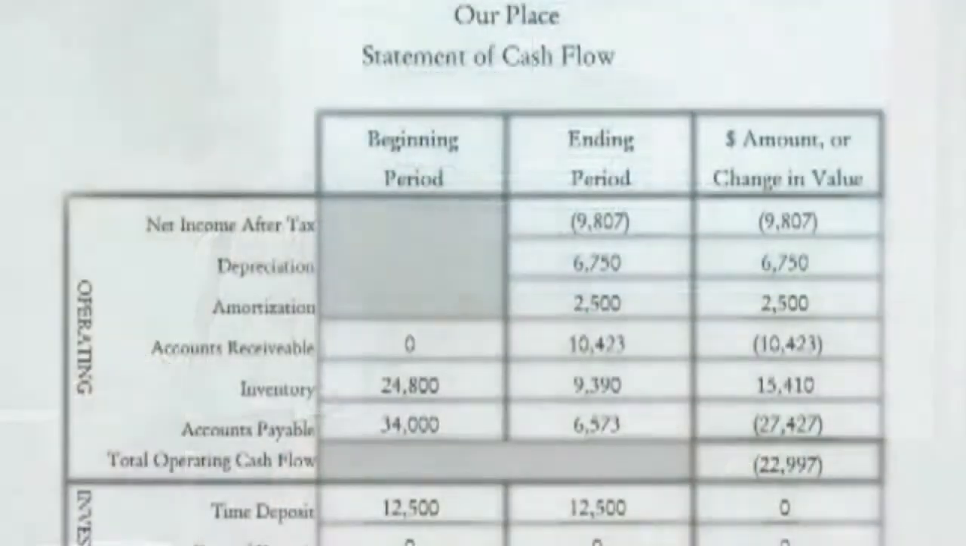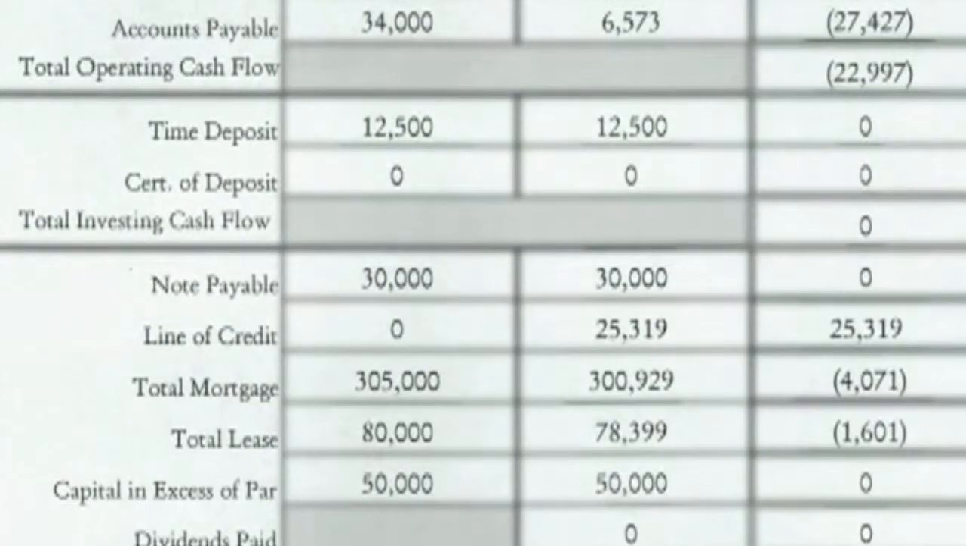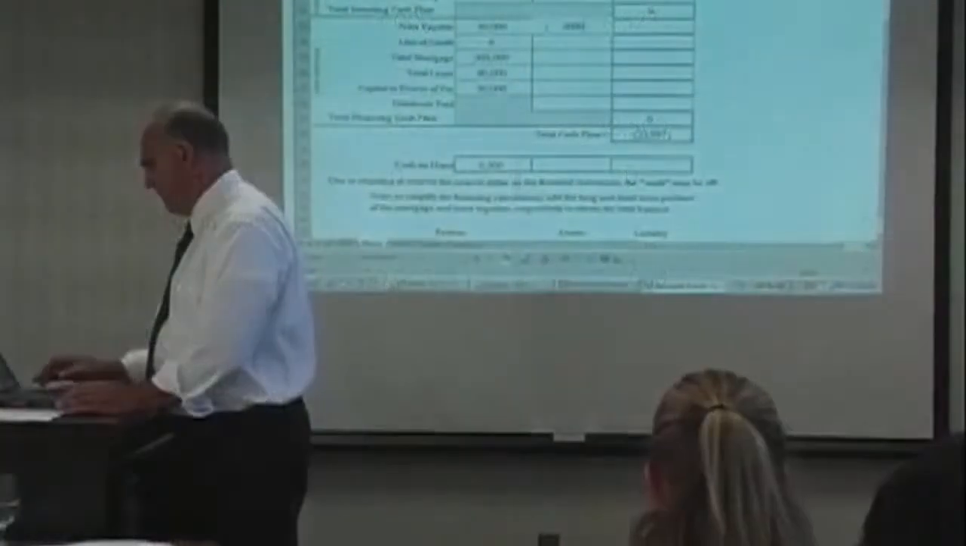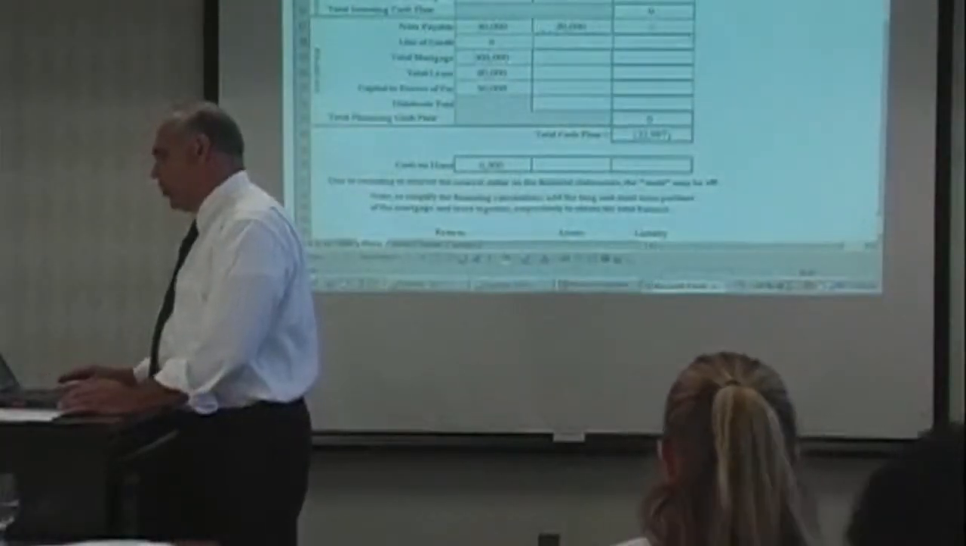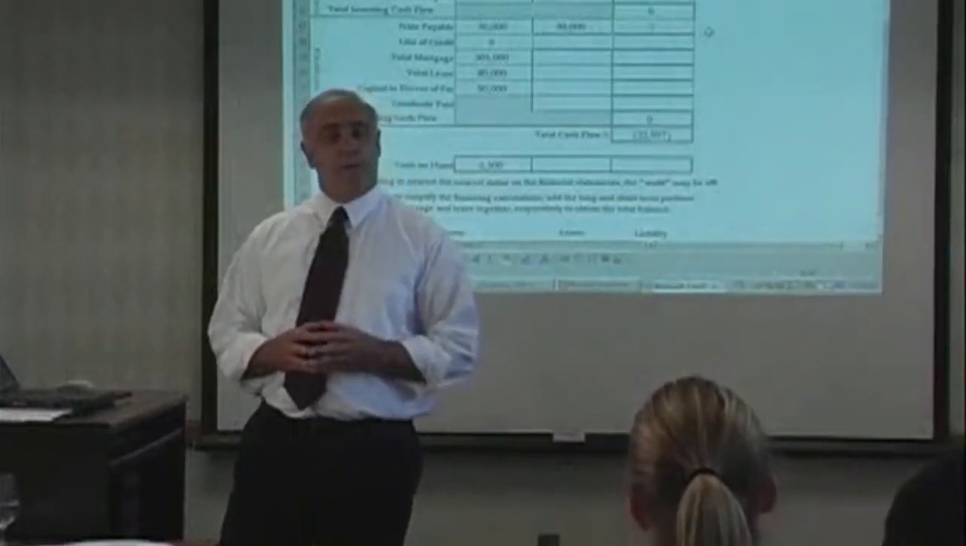We're down to the third area of the statement of cash flow, which is the financing activity. The note payable. We had a balance of $30,000 on the note at the beginning of the period, and a review of the balance sheet demonstrates that the ending balance is exactly the same. No payment was made on the note during the course of the first period, so there was no effect on cash flow.